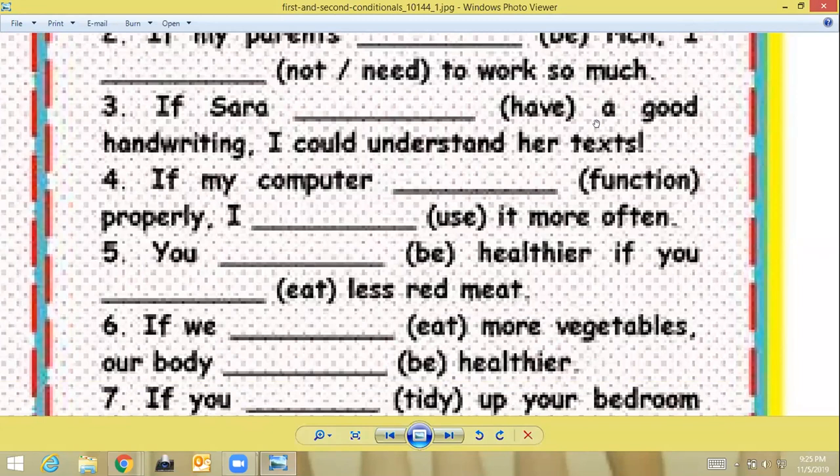Volunteer. Remember, it's okay to make mistakes. And making mistakes is the only way you will improve. What's number four? If my computer functioned properly, I wouldn't use it more often. Okay. So if my computer functioned with ED, if my computer functioned properly, I could use it more often. I would use it more often. So Roberto, in number four, the two options are good because the two options make sense. Okay. Volunteer for number five.